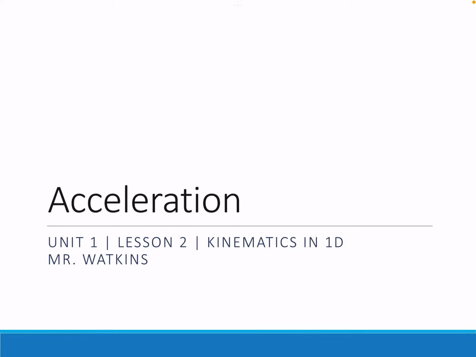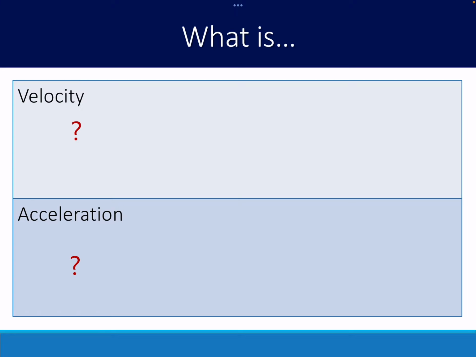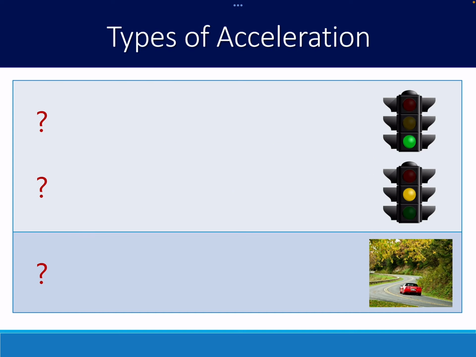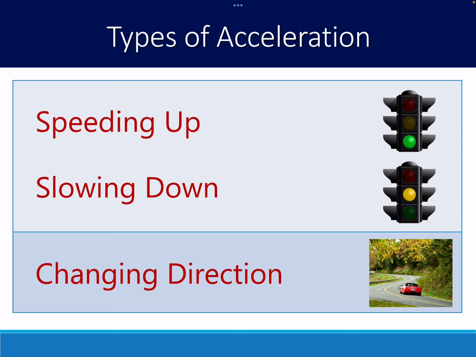Now, I'm just going to go over a quick lesson on acceleration. So, just remembering the difference between velocity and acceleration. Velocity is going to be our distance or change in distance over time. Acceleration, on the other hand, is going to be our change in velocity over time, right? And when I say change in velocity, we're either talking about a car or object is speeding up, or it's slowing down, or it's changing direction.